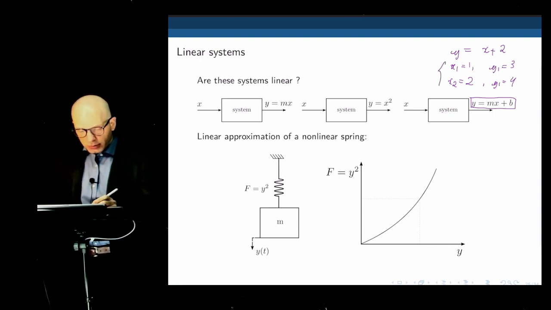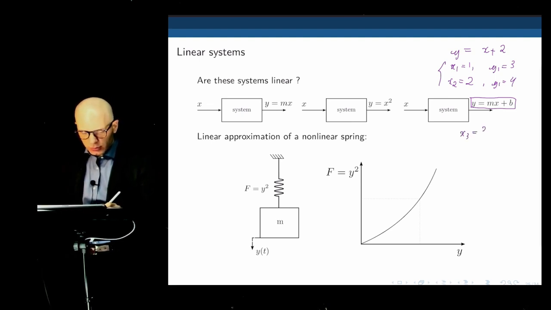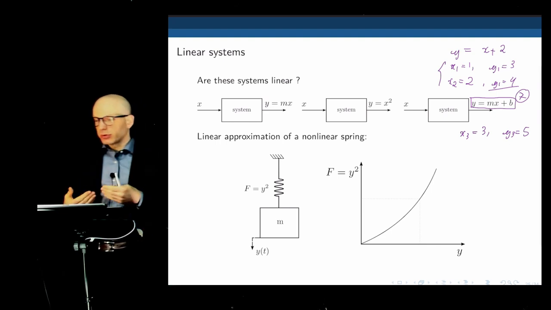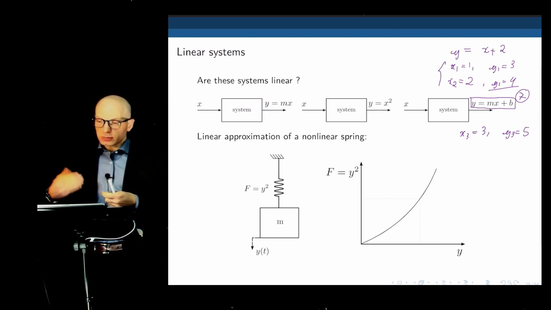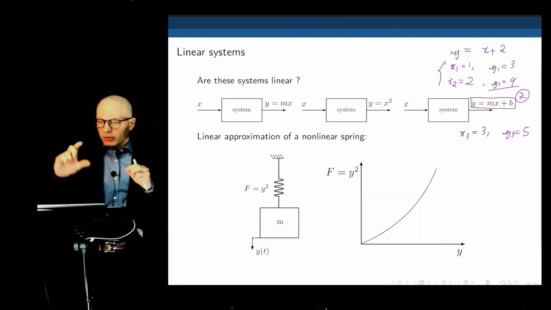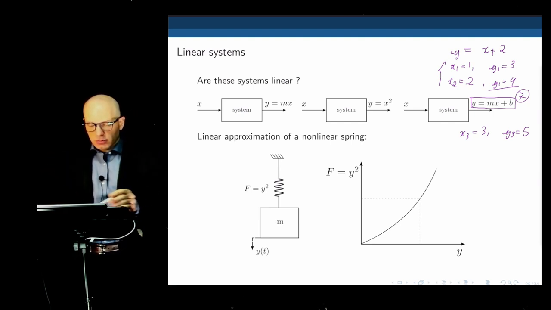If we apply 1 plus 2 to the system, which is 3, so x3 would be 3, y3 is 5, which is not necessarily the sum of these two guys here. This doesn't add up to 7, as we would think that a linear system would do. In case we apply two individual inputs, we look at their outputs. If we add the inputs, we should also be able to add the outputs, but in this case, they don't add up. The system is not linear.